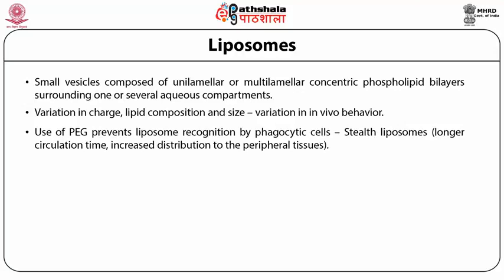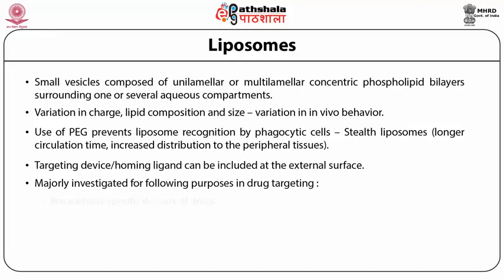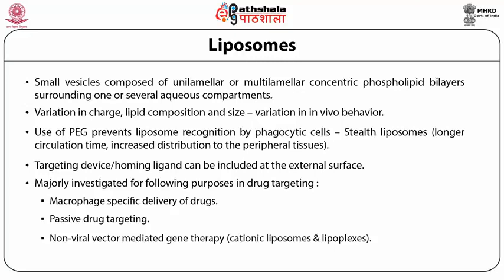Then we have also developed pegylated liposomes. In pegylated liposomes, we pegylate the phospholipids, and in this way we can prevent the recognition of liposomes by the phagocytic cells, and that leads to the development of stealth liposomes that have longer circulation time and increased distribution to the peripheral tissues. And further, you can also attach the targeting device or the homing ligand to the surface of liposomes. The areas in which liposomes have been investigated previously include macrophage specific delivery of drugs, passive drug targeting, and non-viral vector mediated gene therapy.